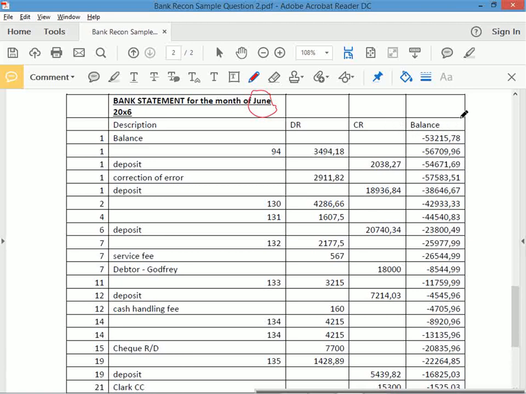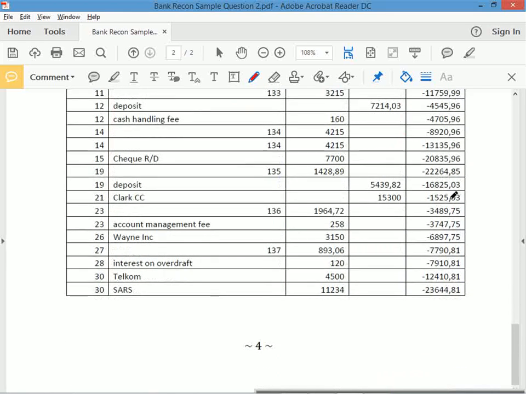No, there's many balances here. The one at the top, that's the balance at the beginning of the month. What am I doing in a bank recon? I'm checking what happened during the month. So if I'm checking what happened during the month, which balance is important? Exactly. The one at the end. Correct. Because this balance is going to show what happened during the month in terms of the net effect. Okay, so the net effect in terms of this bank is negative 23644.81. That's the net amount.